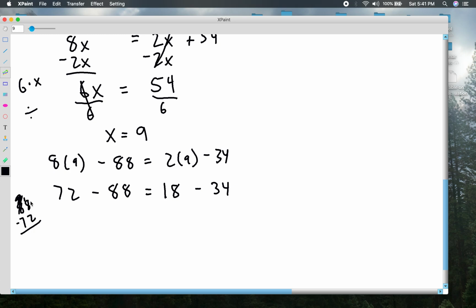Whoops, didn't have to do that. 88 minus 72. 8 minus 2 is 6. 8 minus 7 is 1, so that's a negative 16. So 72 all the way down that number line.